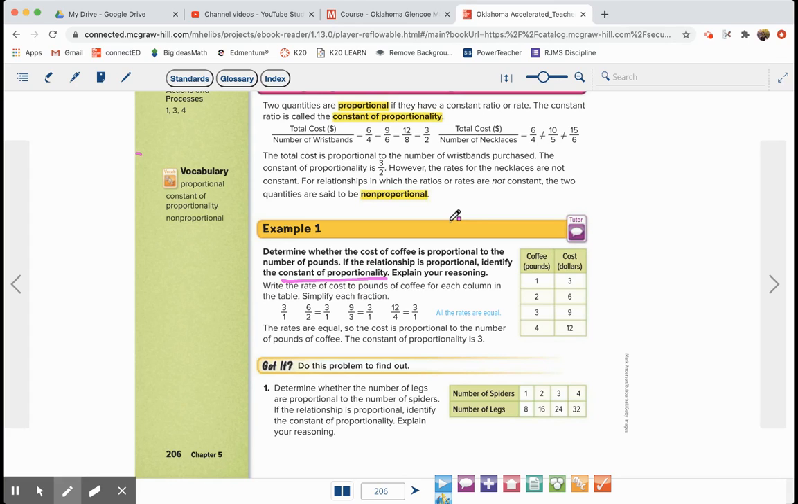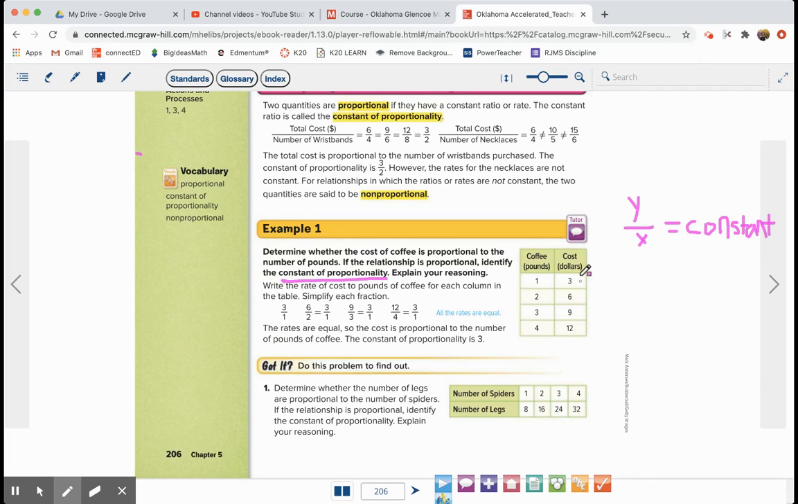How we determine that is we always set it up y over x. So on your paper, I want you to put your constant equals y over x. Sorry, I'm having to write with one finger. So your constant equals y over x. It's always set up that way. That's how we determine it.